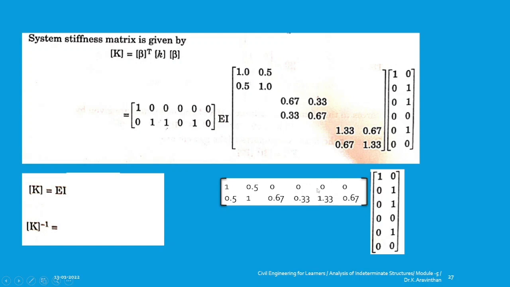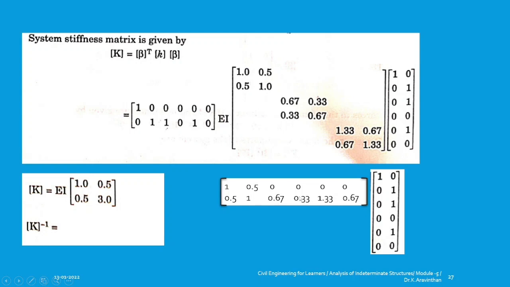Okay, now after getting this, you have to multiply with this component, that is beta. Now if you multiply 1 into 1, it is 1, and 1 into this second component. So you have the second parameter, which is 0.5 into 1, which is 0.5. Now the second row into the second column, you will be getting 0.5 into 1 is 0.5, and in this second row into the second column, 1 into 1 is 1, 0.67 into 1 is 0.67, so totally 1.67.